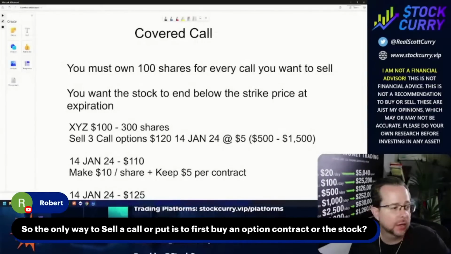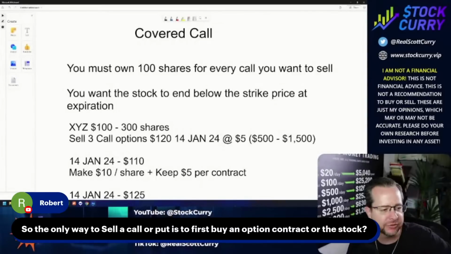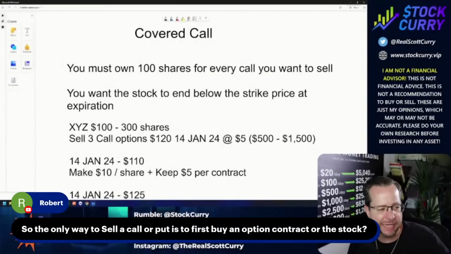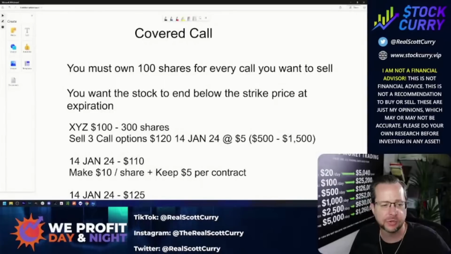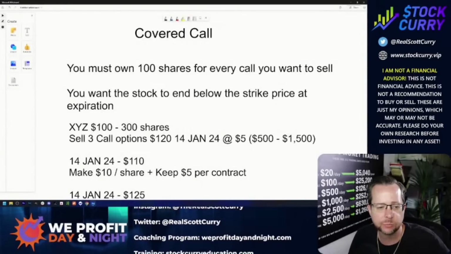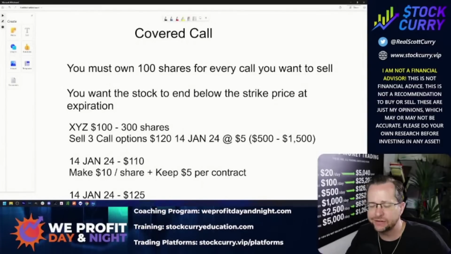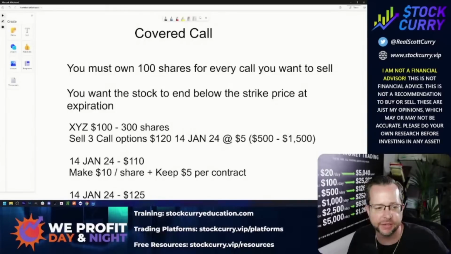Question: is the only way to sell a call or put to first buy an option contract? Yeah, the only way to sell a call is to buy the stock first. Generally speaking, you've got to buy the stock if you want to sell a call. And we'll get to that. Well, there's one exception, that's with multi-leg options, but for now, this.